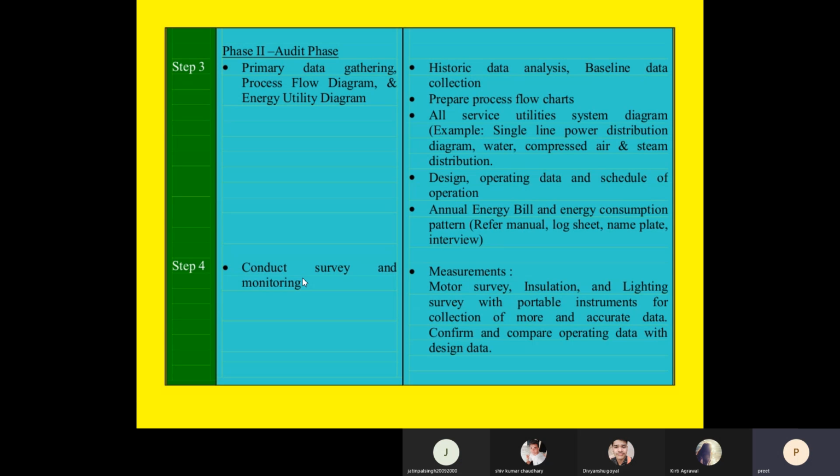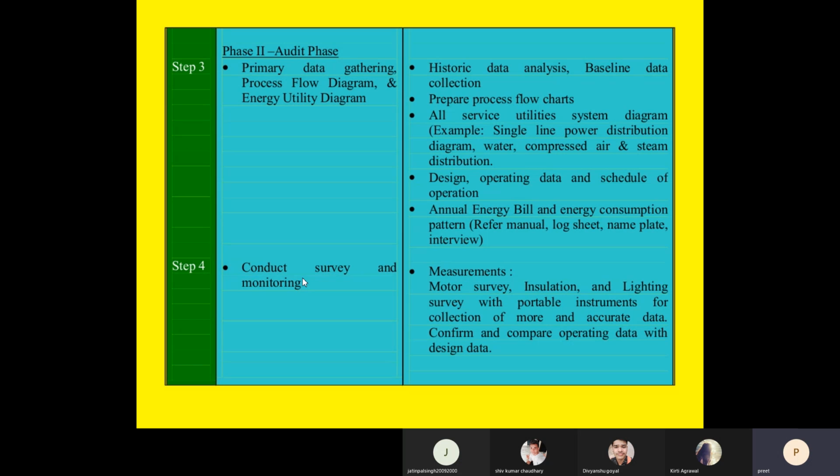The third step, which comes under the second phase, the audit phase, is primary data gathering, where the process flow diagram and energy utility diagram are made. The result is that step 3 should lead us to historic data analysis and baseline data collection. It will prepare the process flow chart. All the service utility system diagrams are made in this particular step.